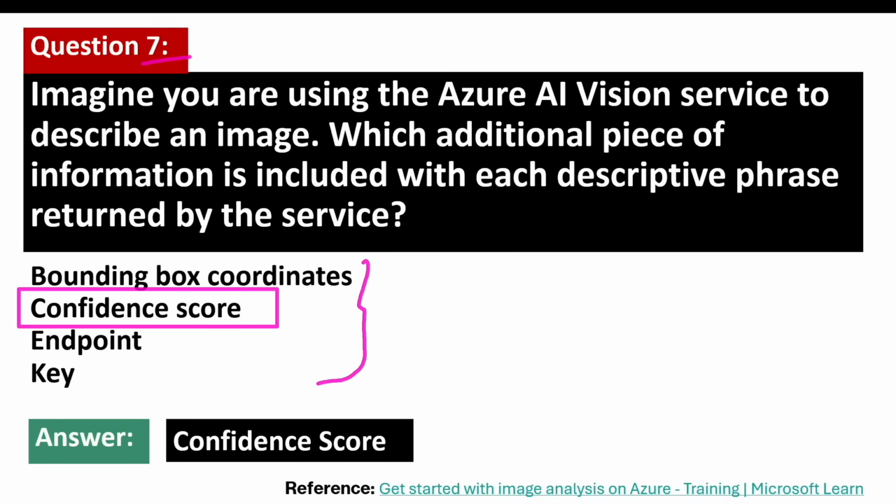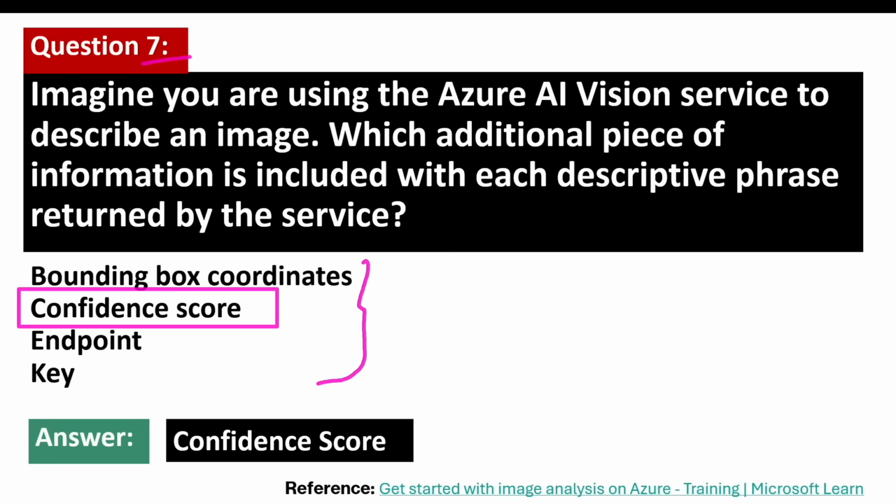First, let's understand what this confidence score in Azure AI Vision is. The confidence score is a numerical value that indicates how certain the AI system is about the accuracy of the descriptive phrase it generates for an image. This score helps users understand how reliable the AI description is. Some of the benefits of confidence score include accuracy assessment, decision making, and improvement insights.